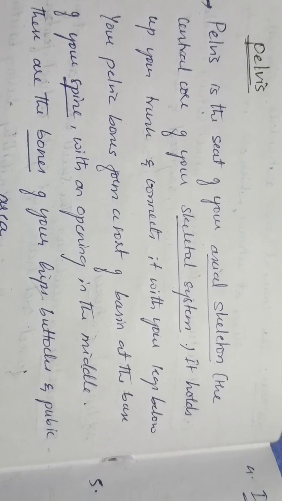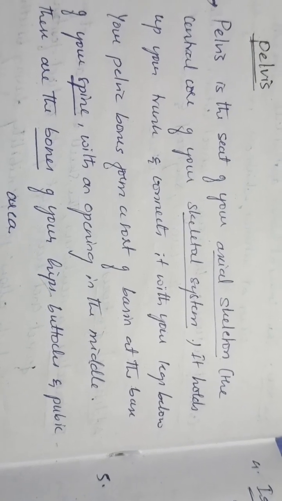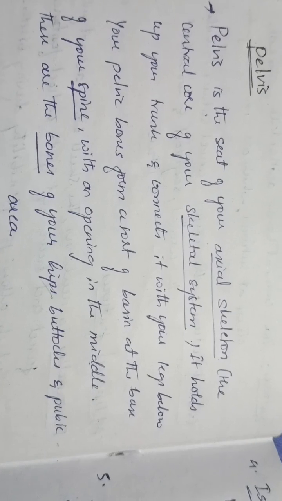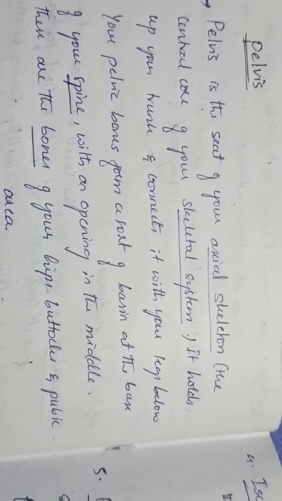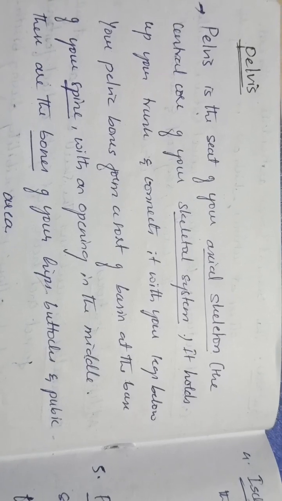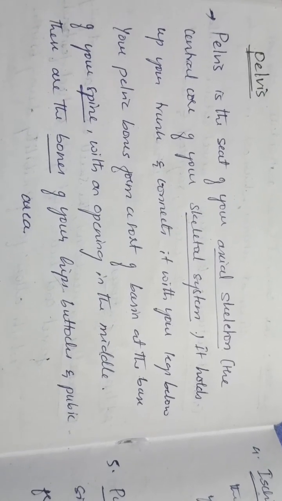The pelvis is the seat of your axial skeleton, the central core of your skeletal system. It holds up your trunk and connects it with your legs below. Pelvic bones form a sort of basin at the base of your spine with an opening in the middle. These are the bones of your hip, buttocks, and pubic area.